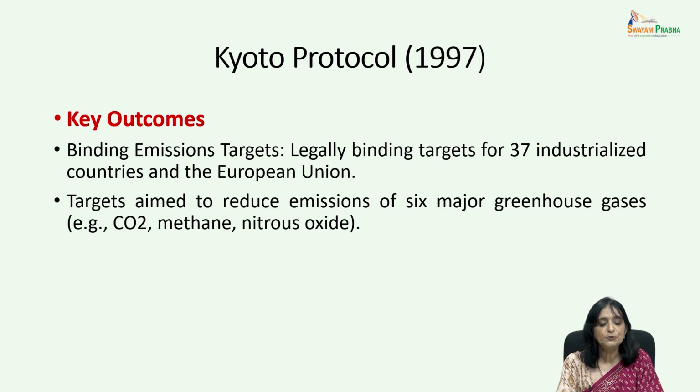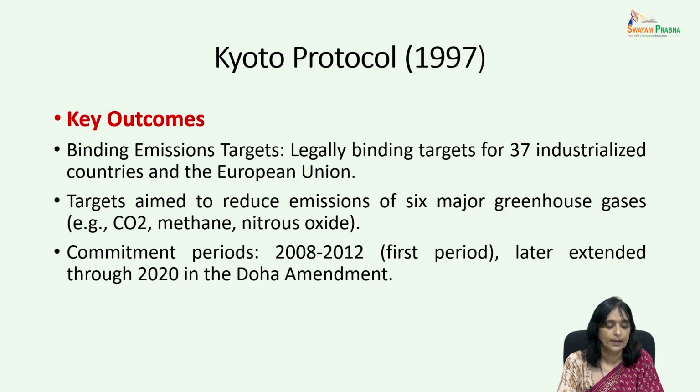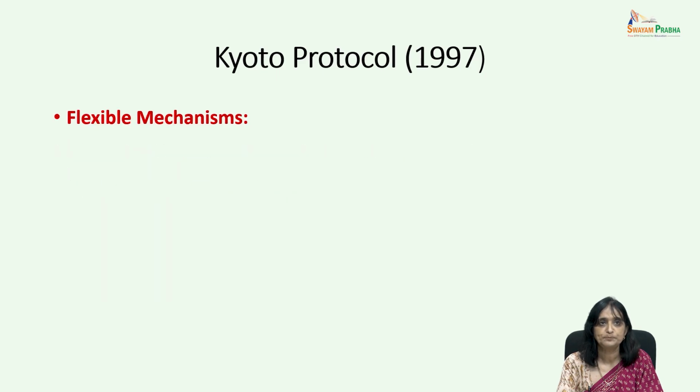These targets aim to reduce emissions of 6 major greenhouse gases like CO2, methane, nitrous oxide, etc. The commitment periods were, that is, they were asked to reduce their emissions, the first period was from 2008 to 2012. So they were initially given 4 years to reduce their emissions. However, it was later extended through 2020 in the Doha Amendment. So when the Doha Amendment happened, it was said that, okay, these emissions should get reduced by 2020.